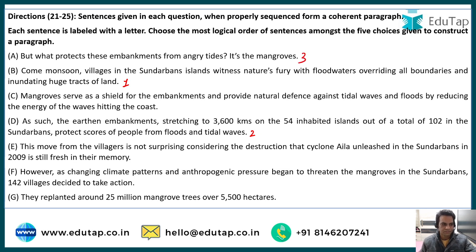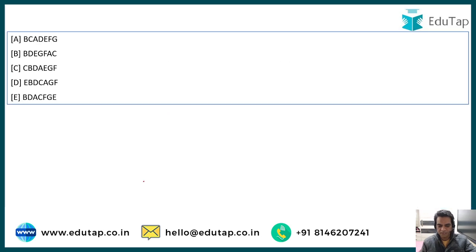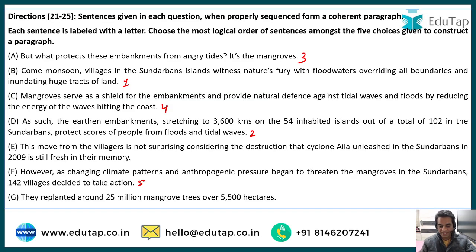Is it the mangroves? Then it should be C. Mangroves serve as a shield for the embankments and provide natural defense against tidal waves and floods by reducing the energy of the tidal waves hitting the coast. Then it should be F. However, as changing climate patterns and anthropogenic pressures began to threaten the mangroves in the Sundarbans, 142 villages decided to take actions. Yes. Then, guys, they replanted around 25 million mangrove trees over 5,500 hectares.